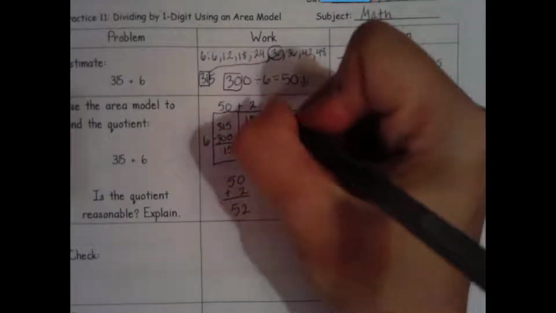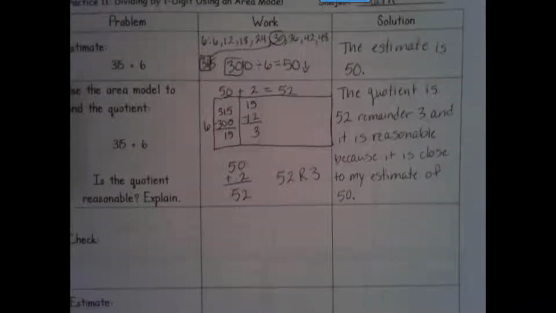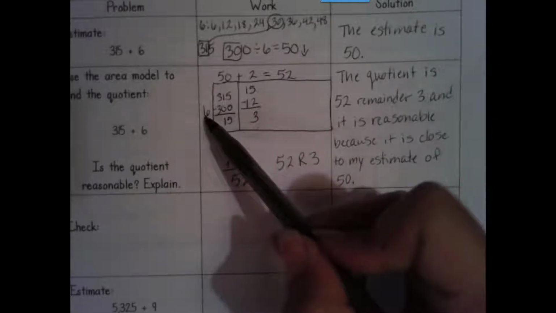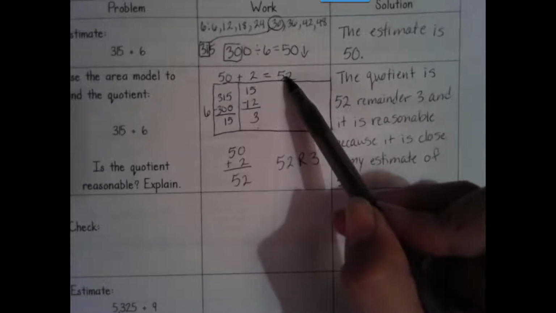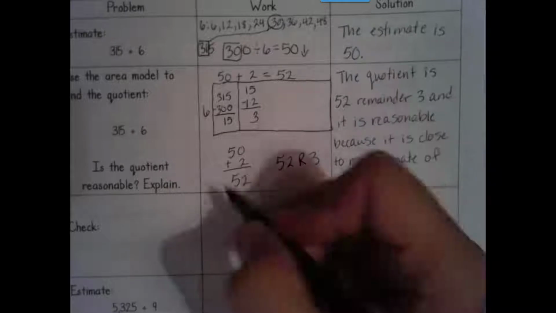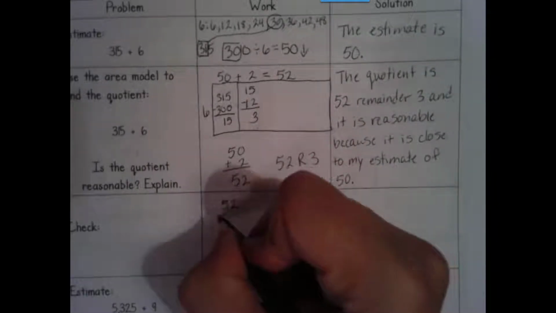So here, this partial quotient is 52. Now what we need to do is check. To check, it is our divisor times our quotient plus our remainder. Now when we do our daily fraction, we don't have a remainder, but this time we do.